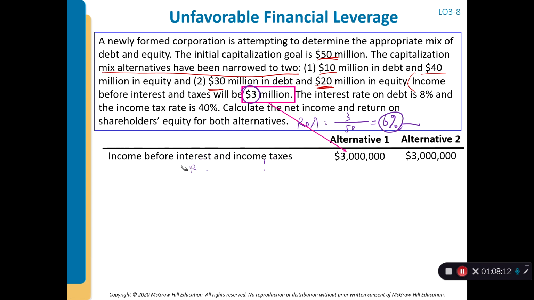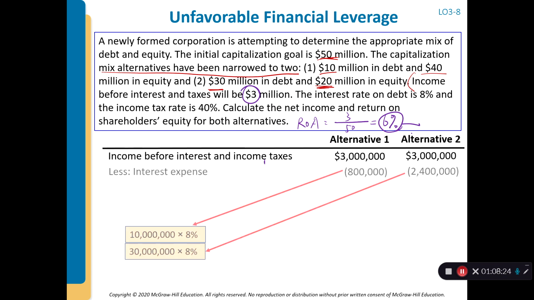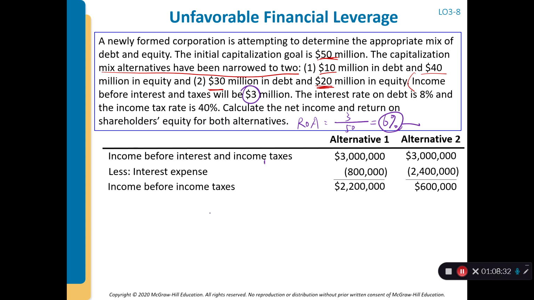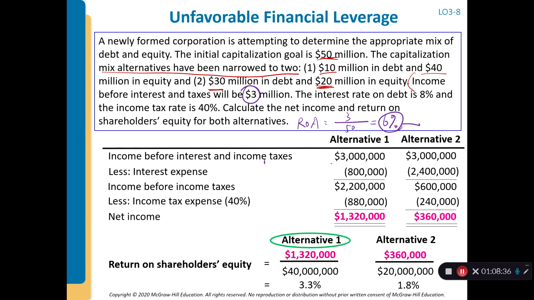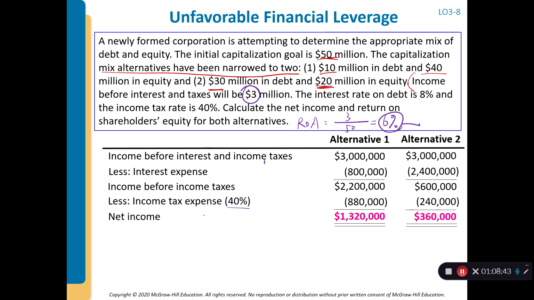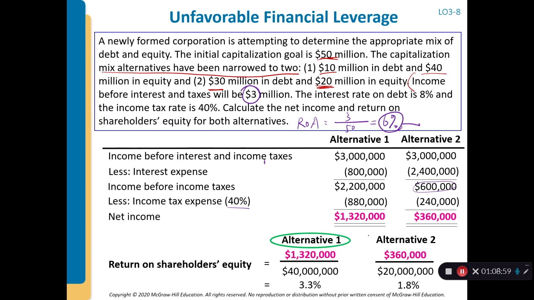So for alternative 1, we will put the return on assets numerator at 3 million, and the interest expense is going to be 800,000 to 2.4 million, and the income before income taxes is going to be 40% of this number, 880,000, and the tax expense is going to be 240 based on this amount, and then the net income is going to be 1.3 million, and alternative 2 is going to be 360 million. So alternative 1 has a return on equity of 3.3%, and alternative 2 only has 1.8%.